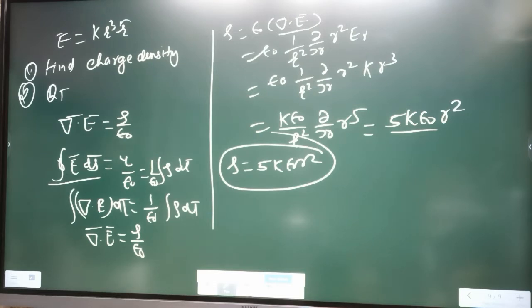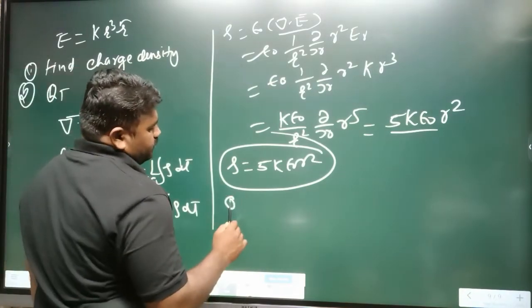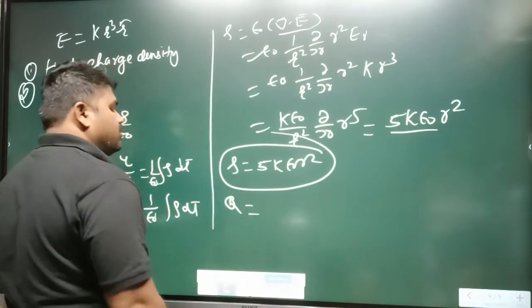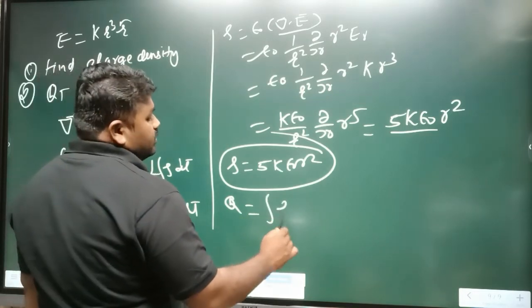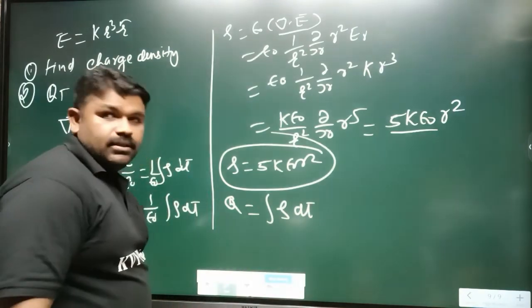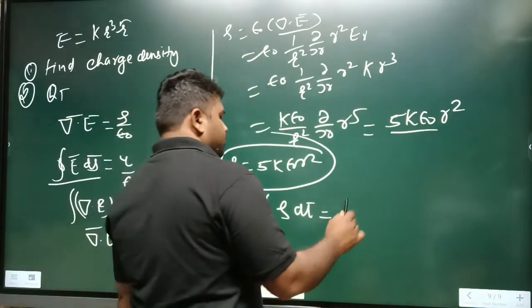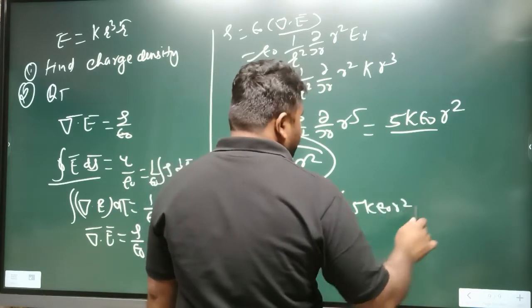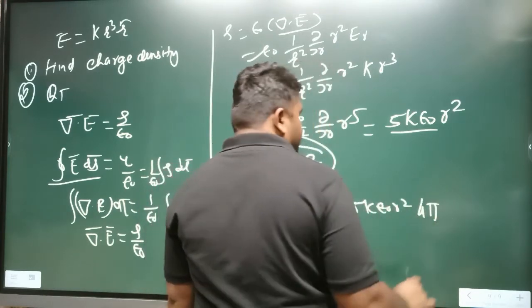5 k epsilon naught r square. Next, what is the total charge? Total charge and density relation: Q is equal to the integral of rho d tau in the spherical system. What is the d tau value? rho is 5 k epsilon naught r square, into d tau, which is 4 pi r square dr.